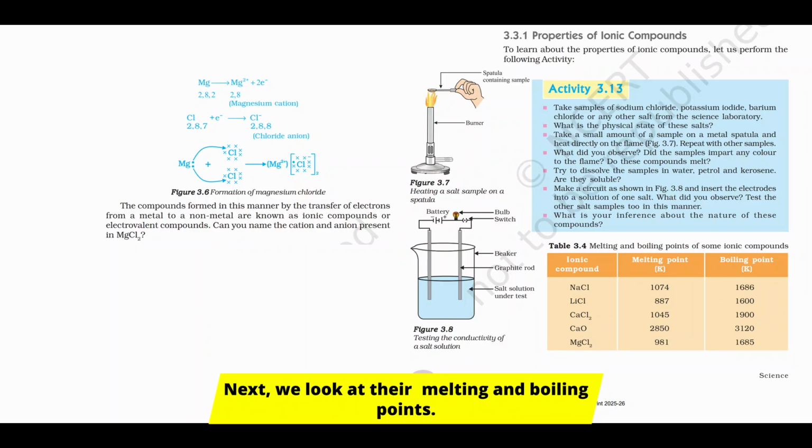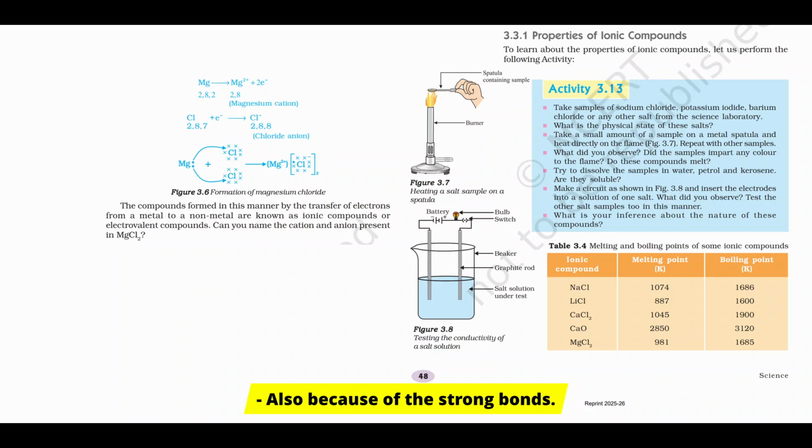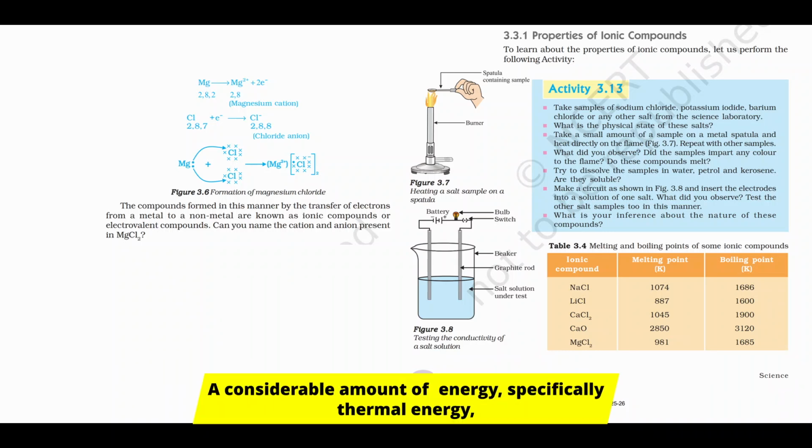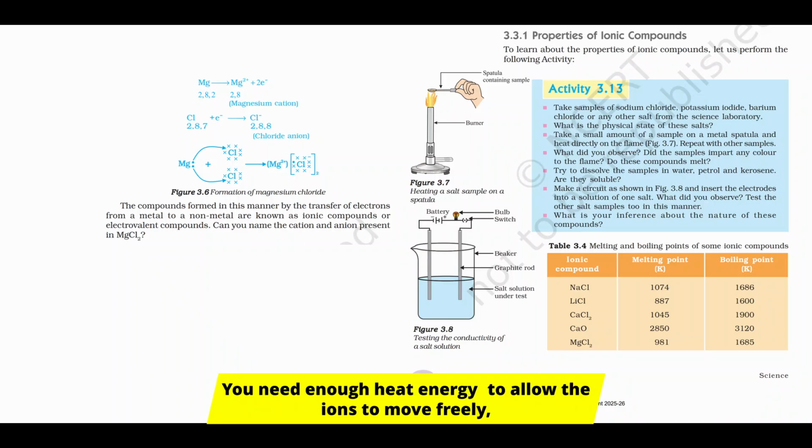Next, we look at their melting and boiling points. Ionic compounds possess remarkably high melting and boiling points. Very high. Also because of the strong bonds. Absolutely. It's the same underlying reason. A considerable amount of energy, specifically thermal energy, is required to overcome or break these powerful interionic electrostatic forces. You need enough heat energy to allow the ions to move freely, transitioning from the fixed solid lattice to a mobile liquid state, melting, or from the liquid to the gaseous state, boiling.